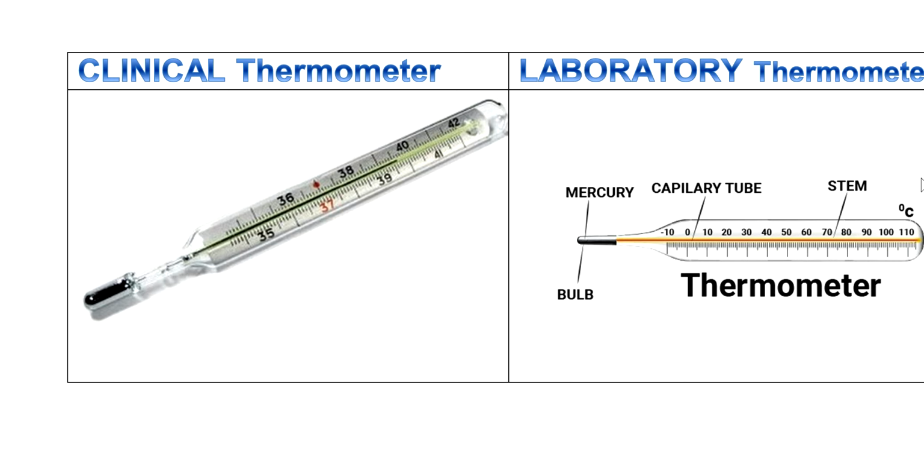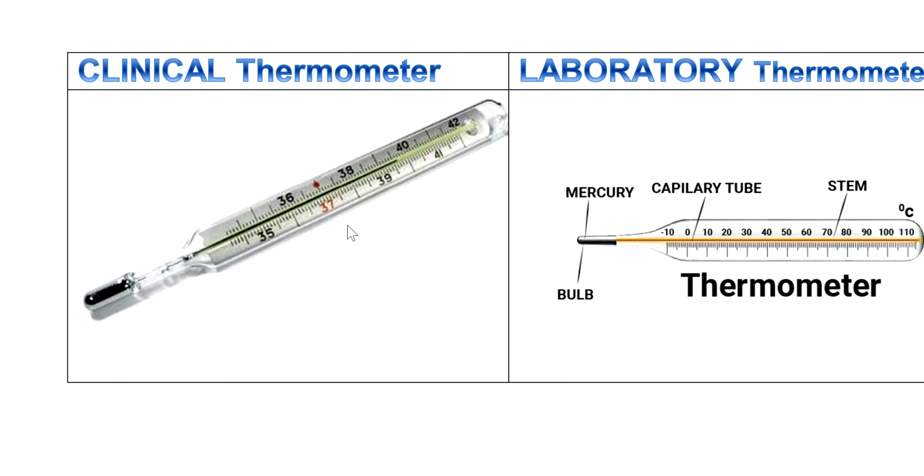It will reach the temperature for which we are using it, but it will take time. Whereas the clinical thermometer has a small range, but it is very sensitive. We will use it in our mouth or armpit. We will place it under the arm, in the armpit, and we will measure the temperature. So two more facts you remember: the clinical thermometer has a small range and it is more sensitive.